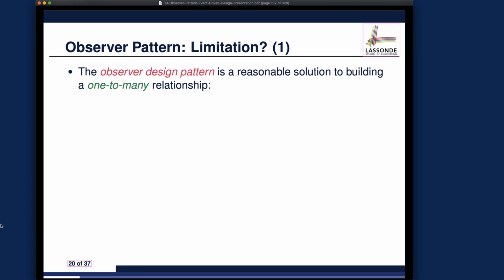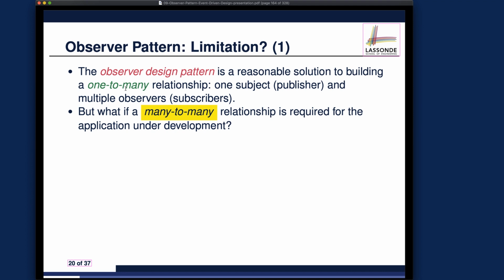Let's remind ourselves: the observer design pattern is a very reasonable, even elegant, solution to building a one-to-many relationship. So here we have one subject and many observers, as many observers as you like, as long as you can maintain the list of the observers in the subject. But let's generalize the context for the problem. Let's say we have a many-to-many relationship. That's the most general context you can think about. Let's say we have multiple subjects and multiple observers, right? Let's see how things might change dynamically and whether the complexity is still manageable.